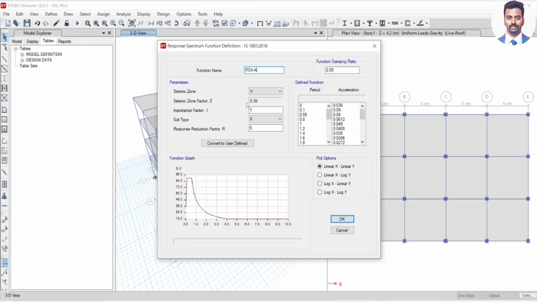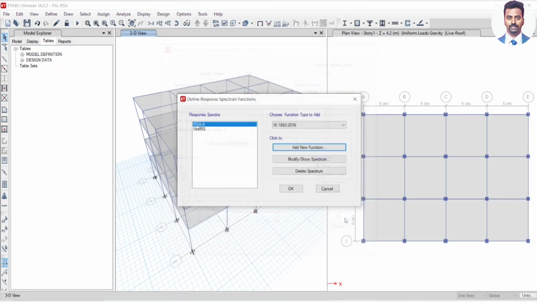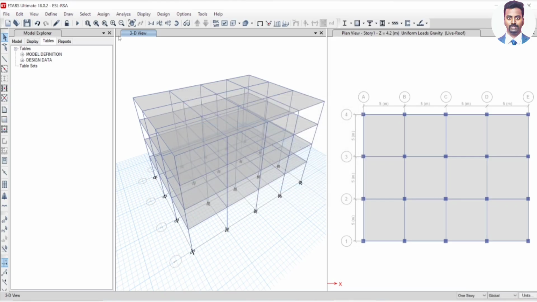This is in zone 5, and the seismic zone factor is 0.36, importance factor is 1, and the soil type is 1. Here we are considering all the accelerations given here. This is the Sa by g value given here, and Sa by g, the whole function, is taken from the IS code, and you can see the functional graph here. So this will be taken automatically and it will give the answer. So for response spectrum analysis, we have to do this.